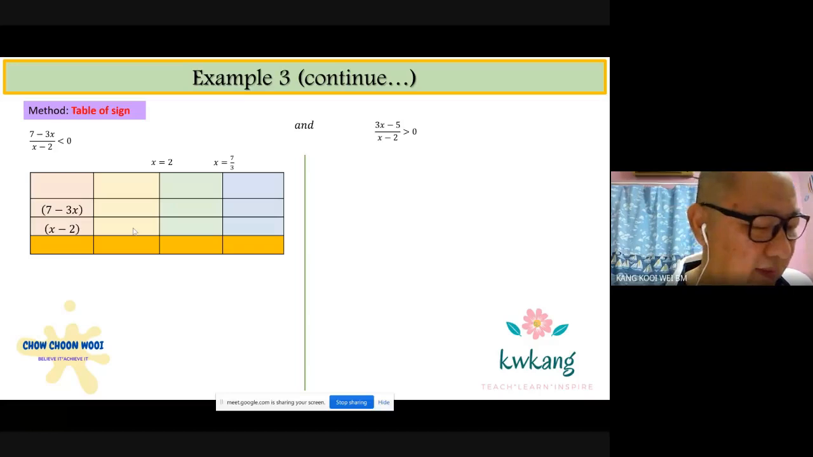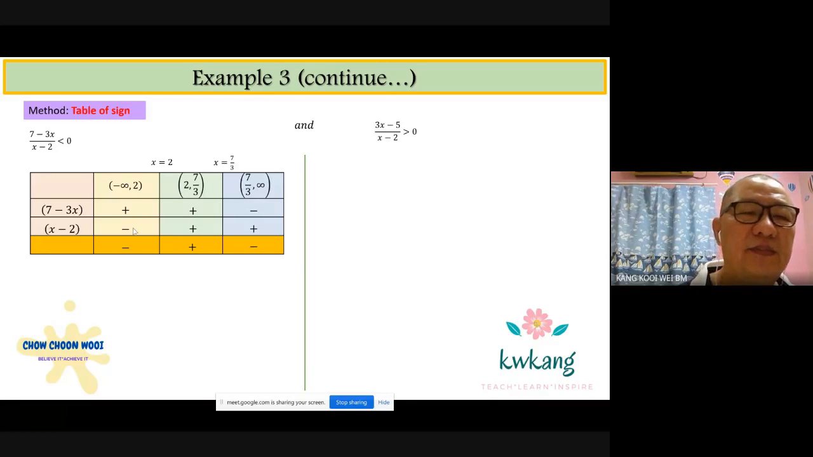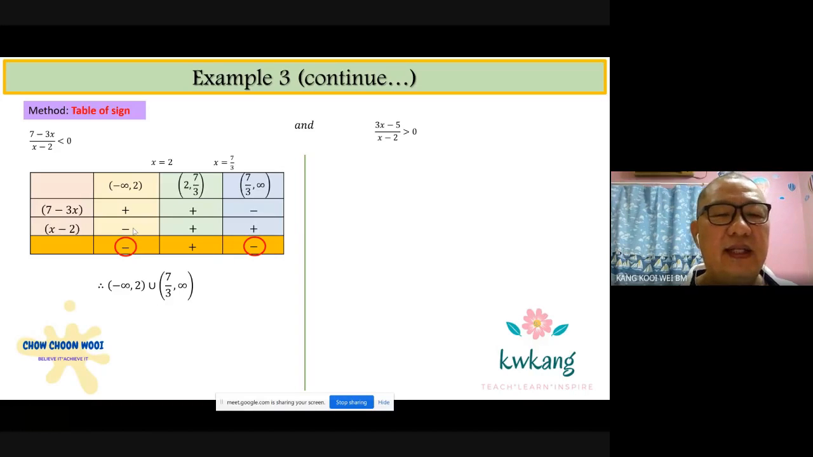Then we need to determine the interval, all the intervals. Then plus, minus, plus, right? So it's negative, positive, and negative. So for this part, what is the answer for this part? Negative, right? So you need to write your answer here.